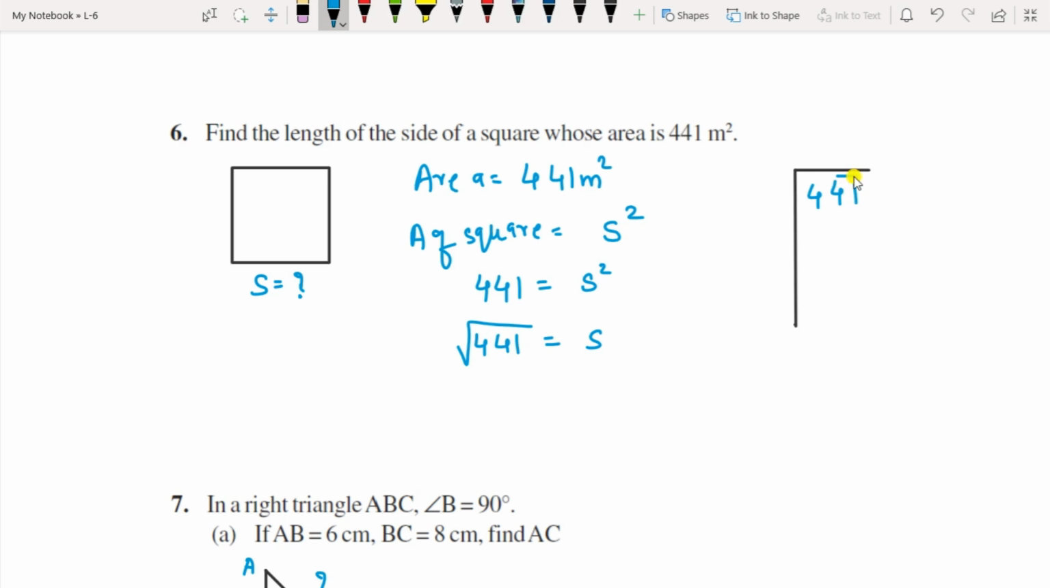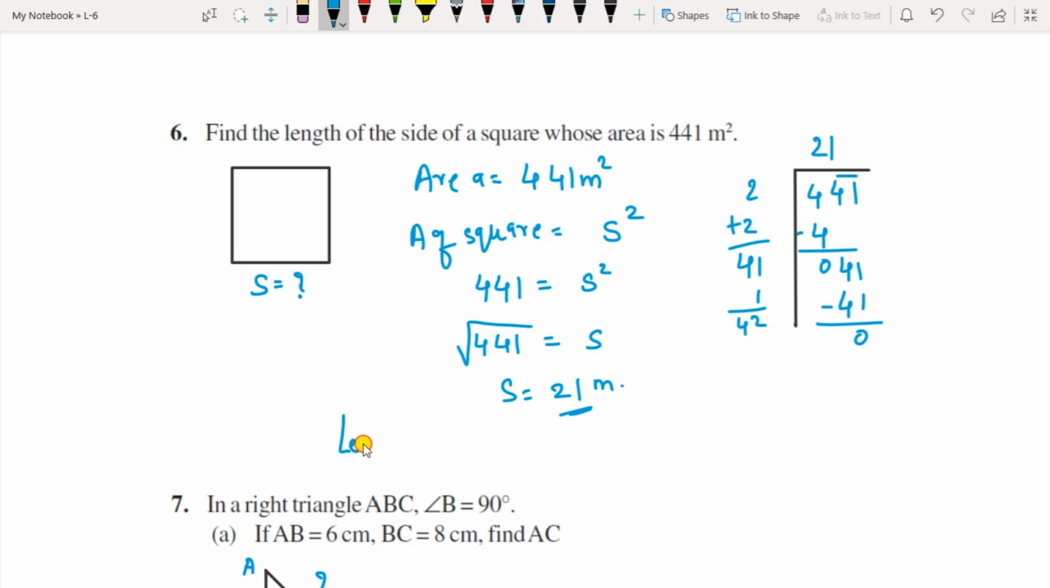Make the pairs. 2 2s are 4. On subtracting you get 0 here. Bring down 41. 2 by 1, you get 41. So the remainder is 0 and the side equals 21 meters, that is the answer. This way you can find the length of the side of a square. So write the statement: the length of the side of the square equals 21 meters.